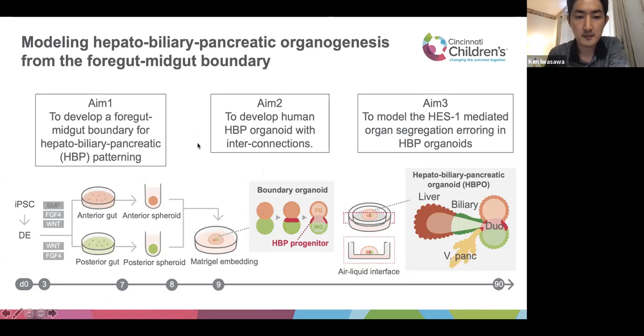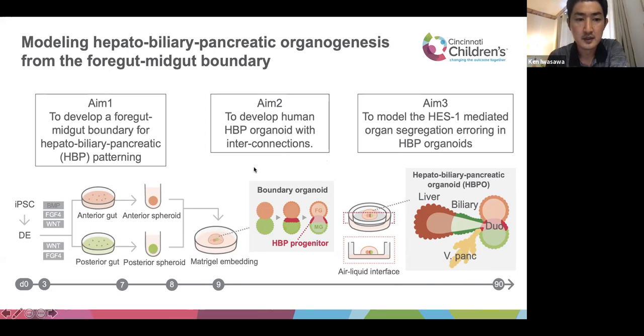To approach this problem, we went further back into development, using our knowledge that the foregut midgut boundary, which I'm going to talk about a little bit, is the origin of the hepatobiliary pancreatic progenitors, and to develop these human organoids, which consist of the liver, the bile duct, and the pancreas with interconnections. And aim 3 would be to model a gene, recapitulating the in vivo findings in this in vitro organoid system.